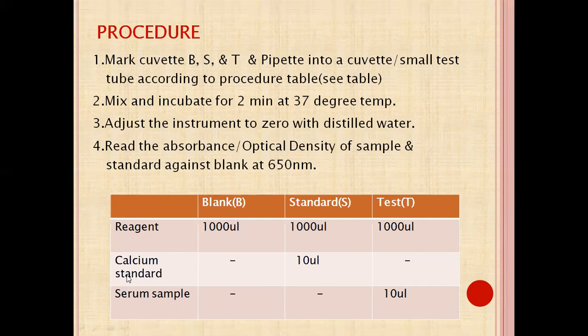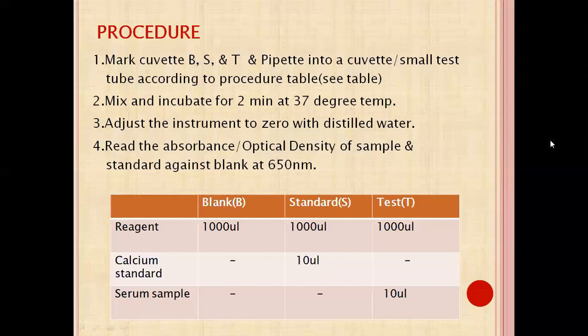Now the calcium standard should be added in the standard test tube, 10 microliter. The serum sample given to you is added in the test test tube, that is T, 10 microliter. Then what is the next procedure? Mix and incubate for 2 minutes at 37 degrees, that is the room temperature.